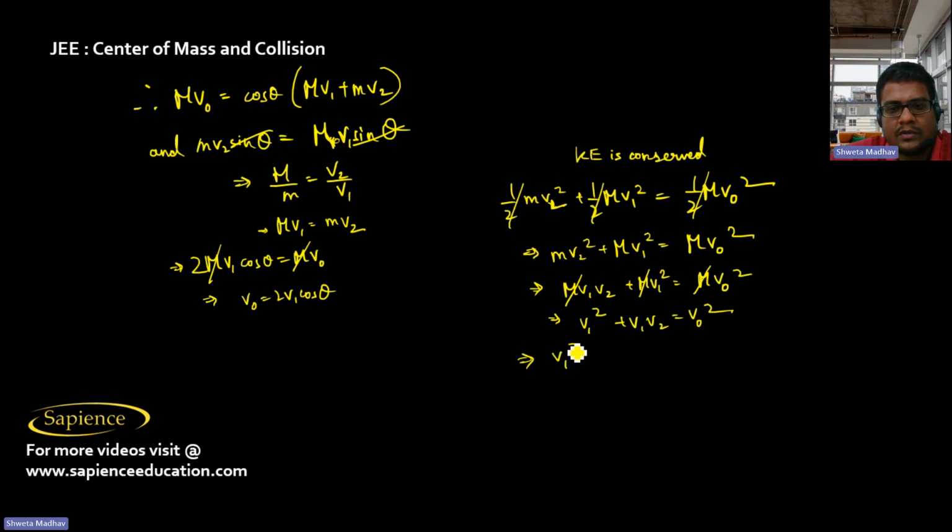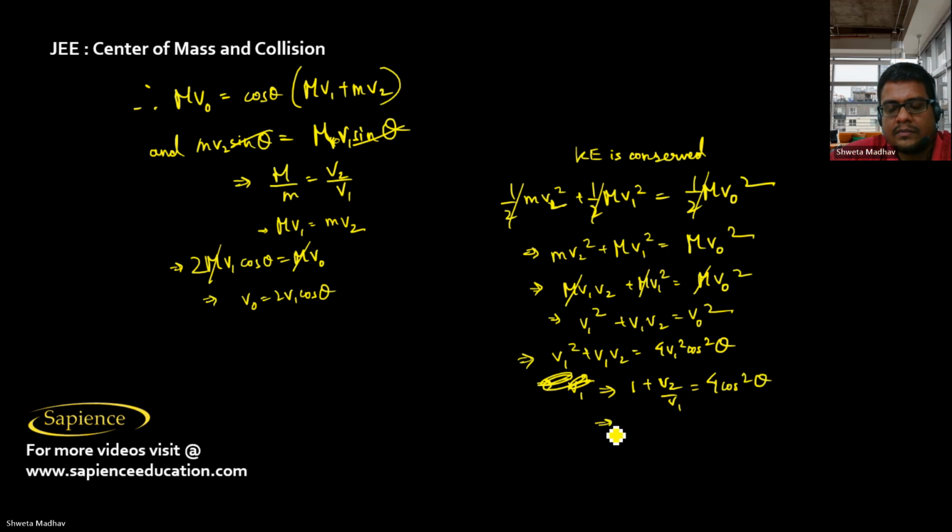From here you can say v1 square plus v1 v2 is equal to 4 v1 square cos square theta. Now if we divide both sides by v1 square, then we get 1 plus v2 by v1 equals 4 cos square theta. Means v2 by v1 will be equal to 4 cos square theta minus 1. So M by m will be equal to 4 cos square theta minus 1.